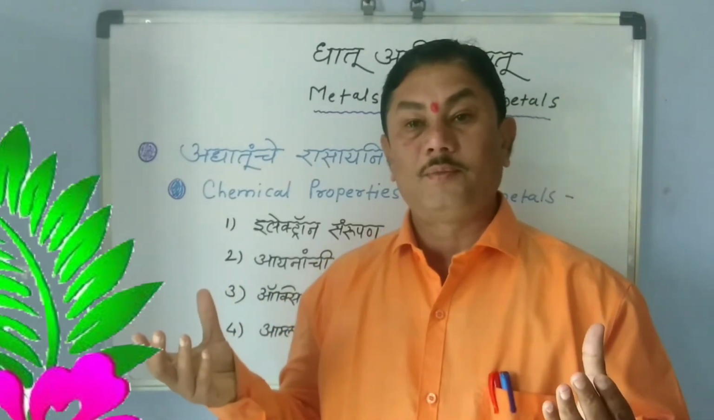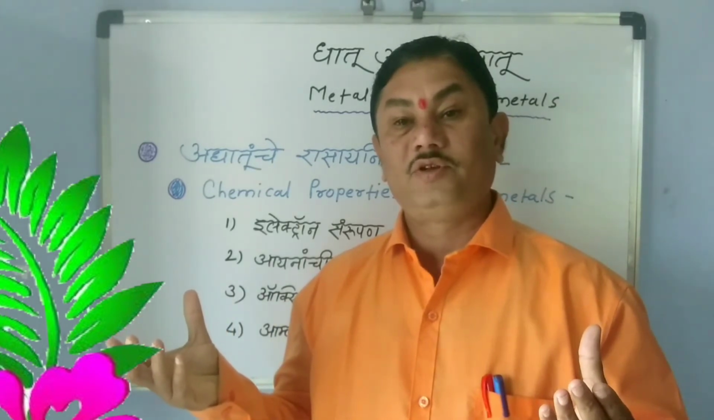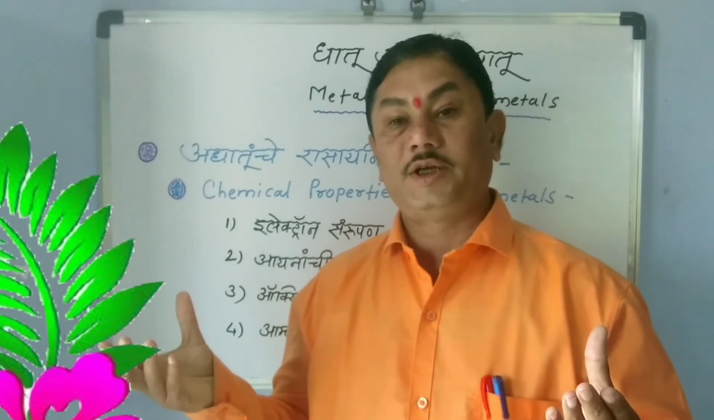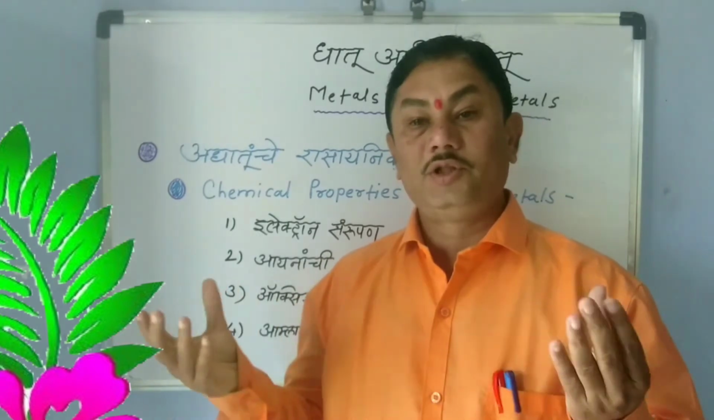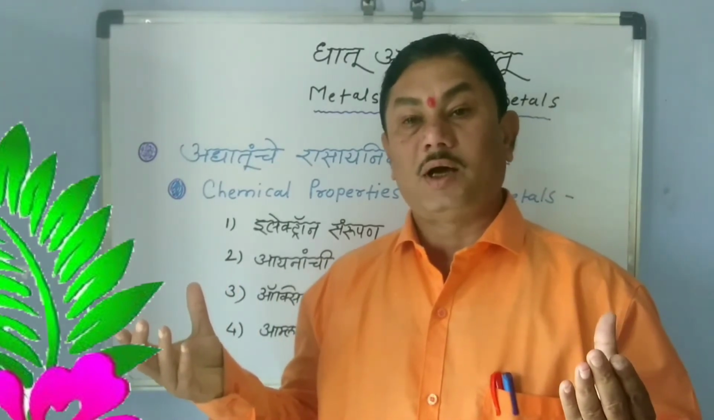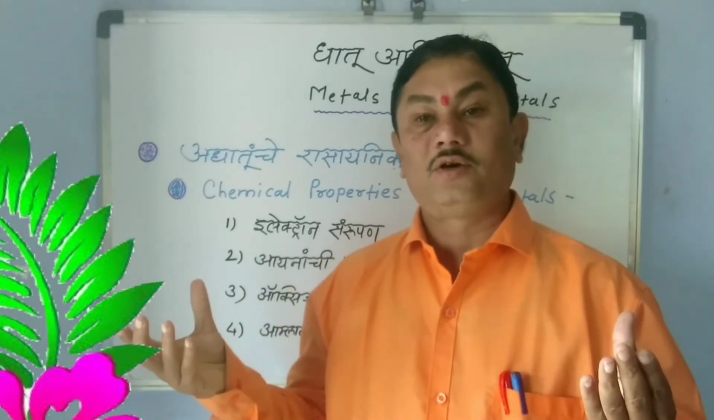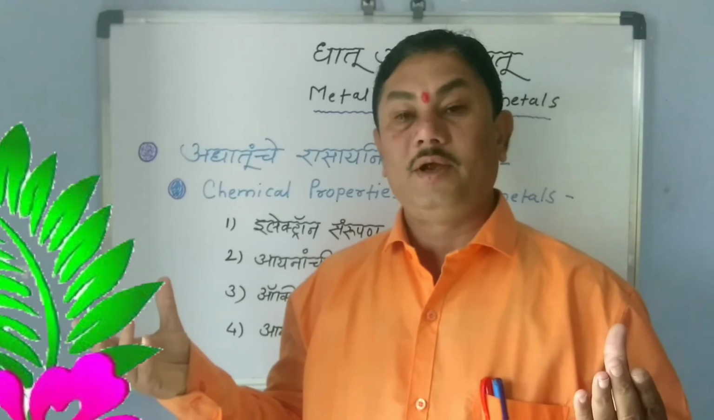Number 2. Formation of ions. Generally, nonmetals have a tendency to accept electrons in their valence shell and form negatively charged ions. These negatively charged ions are called anions. Hence, nonmetals are called electronegative elements.